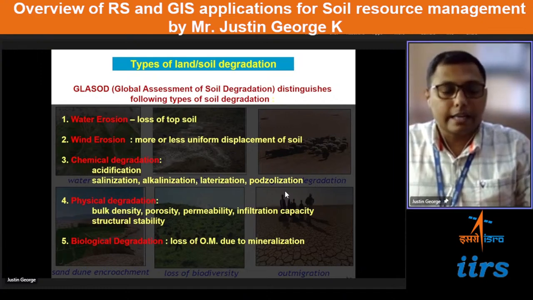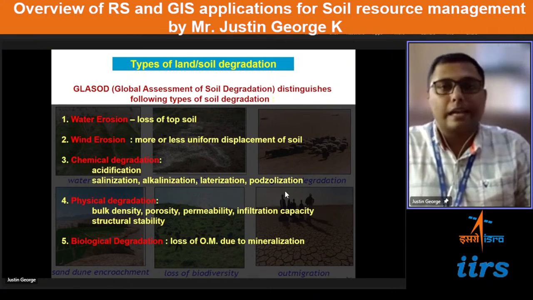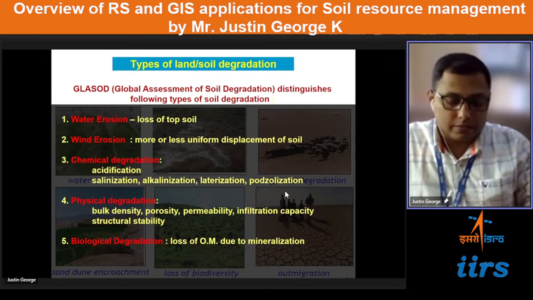Then there is the final category called biological degradation, which mainly indicates the loss of organic matter from the soils, mainly due to mineralization, which is accelerated due to various intercultural operations as well as various human-induced activities.